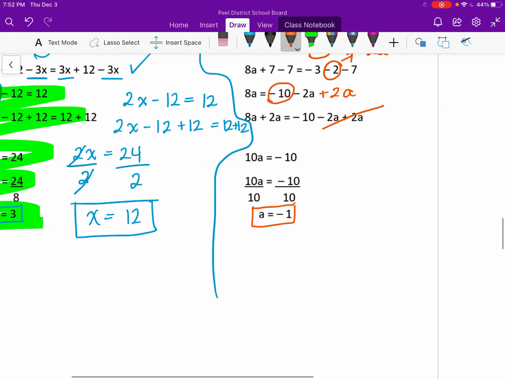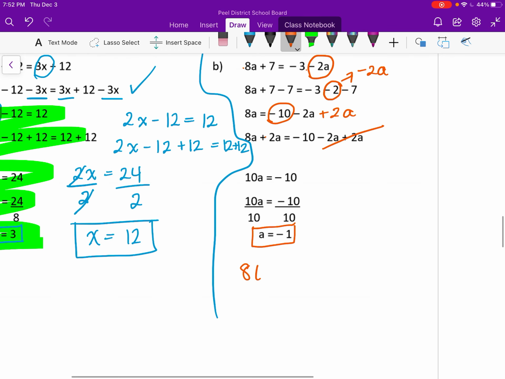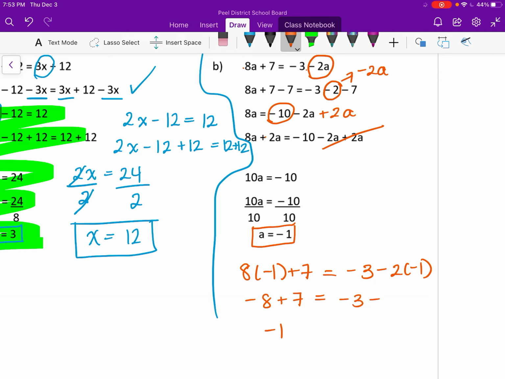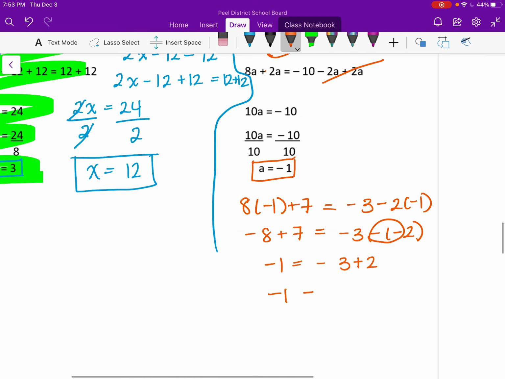So if this person was theoretically to go back and check their answer, 8 times negative 1 plus 7 equals negative 3 minus 2 times negative 1, you should get the same answer. So you have minus 8 plus 7. Minus 8 plus 7 is negative 1. Negative 3 minus 2 times negative 1, which will be negative 2, right, is equal to negative 3. A negative and a negative gives you a positive. Negative 3 plus 2 is going to be negative 1. Left side equals right side.